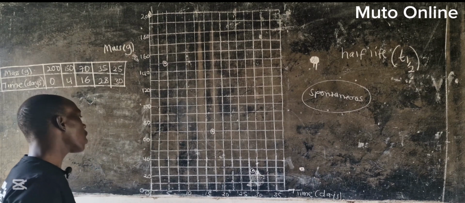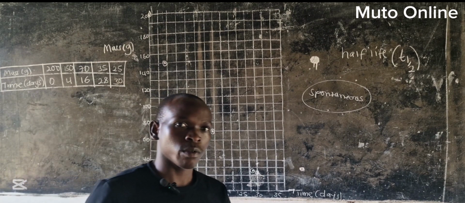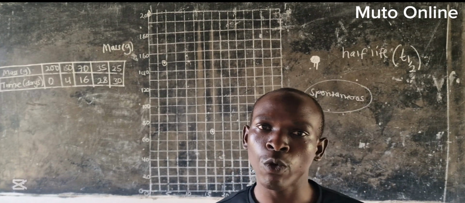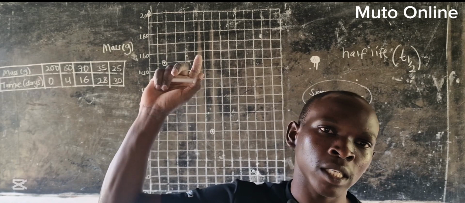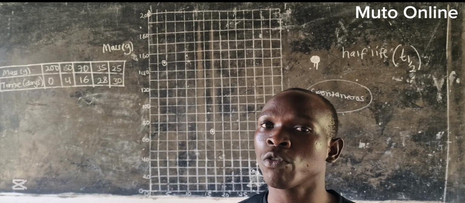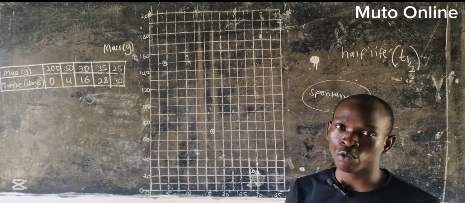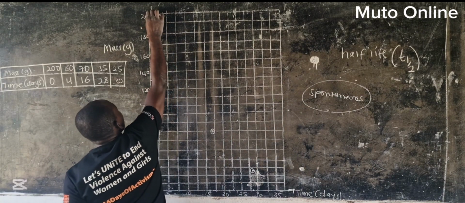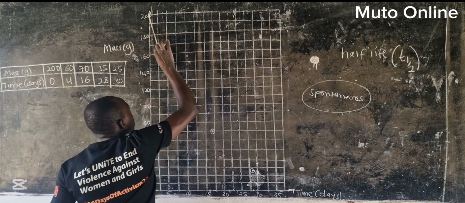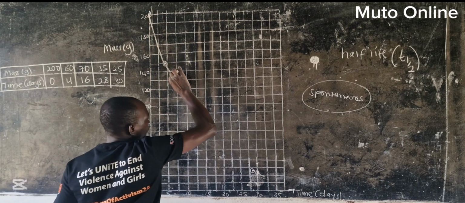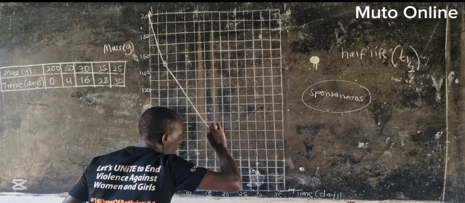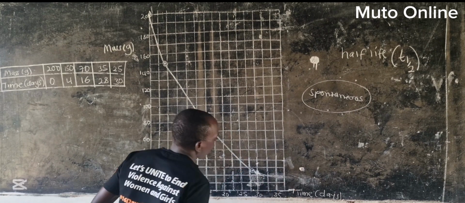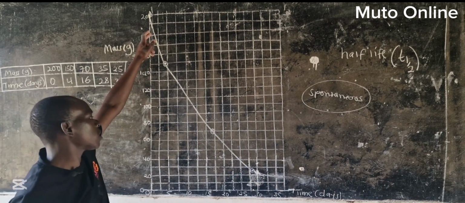Now, after plotting, we are going to join these points, but using a free hand. We don't use a ruler to join these points. We join right from the start when the mass was still original and time was 0. So the initial was 200. Then we come and join using a free hand, like that. So you see that this is my curve.